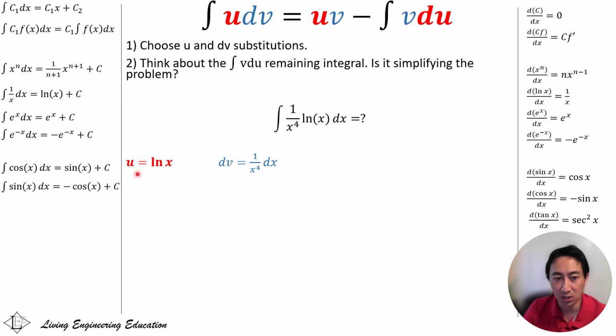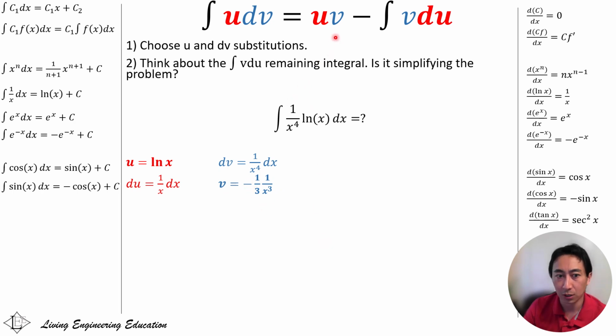For du, I just need to take the derivative of natural log x. So du is equal to 1 over x dx. For dv, I need to integrate this so I can get v. So I integrate 1 over x to the fourth. This is the same thing as x to the negative 4, so that would use n equals negative 4. So I will get 1 over negative 4 plus 1, or negative 1/3, x to the negative 4 plus 1, or 1 over x cubed. Right? So I got my du term, I got my v term right here.